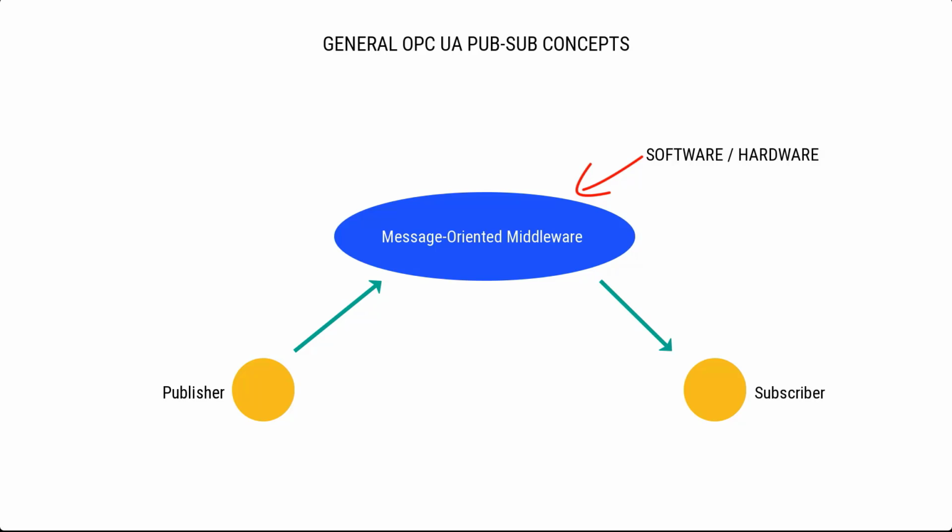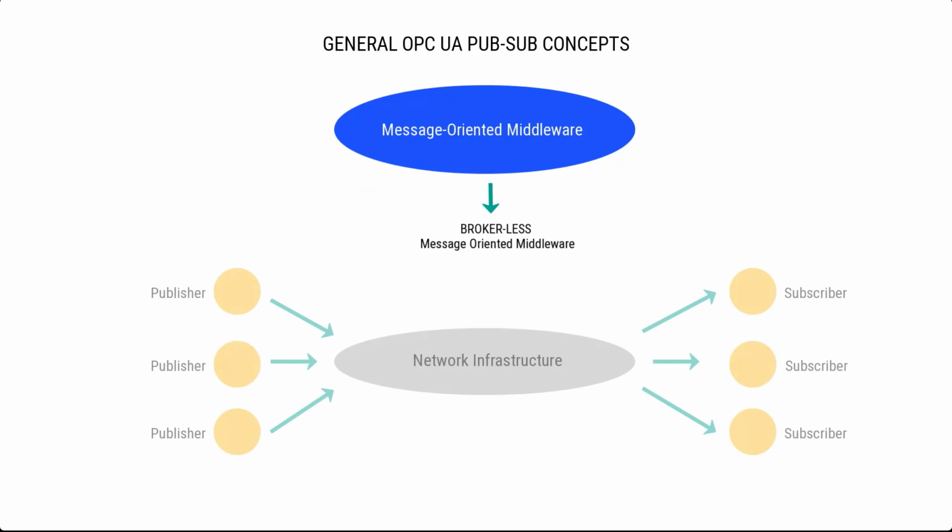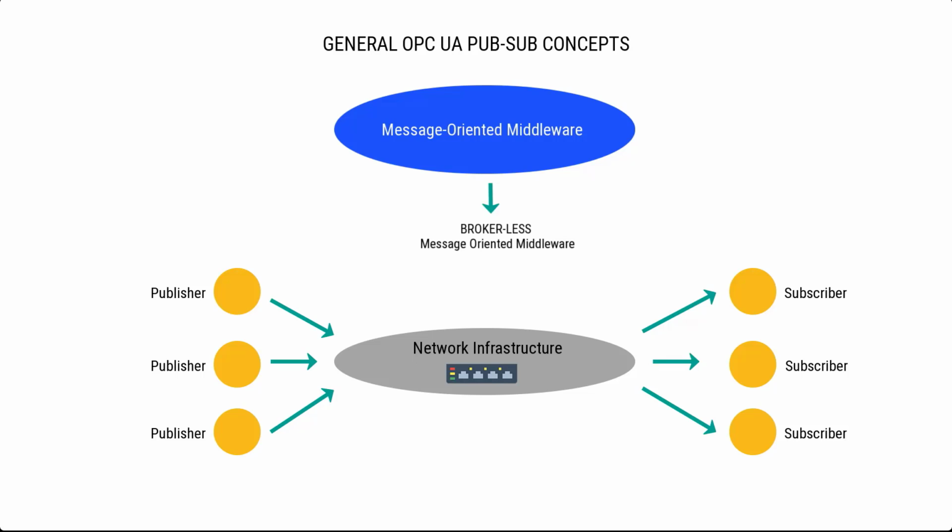Now, here's the important part. The OPC UA PubSub specification does not define a message-oriented middleware. What the OPC UA PubSub specification does is describe two types of message-oriented middleware that it supports: brokerless middleware and broker-based middleware. In brokerless form, OPC UA PubSub relies on the network infrastructure to deliver messages to one or more receivers, meaning the message-oriented middleware is the network infrastructure itself, things like network routers, switches, or bridges.